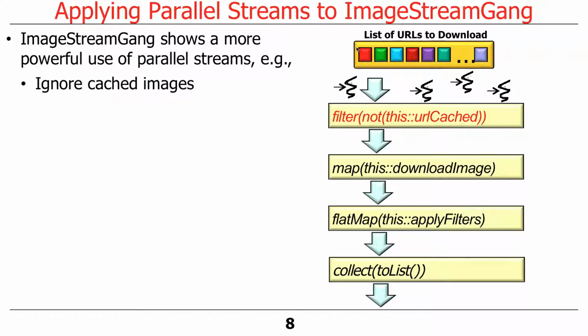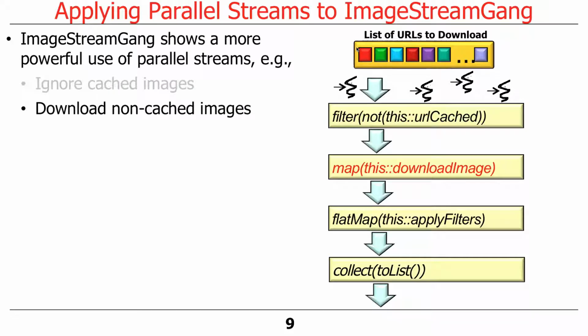So we'll see here that we're going to write an aggregate operation to ignore cached images, and it'll look like this, and I'll talk more about this in a second. What it's going to do is filter out anything in the stream that is already cached. It's then going to go ahead and download the non-cached images.